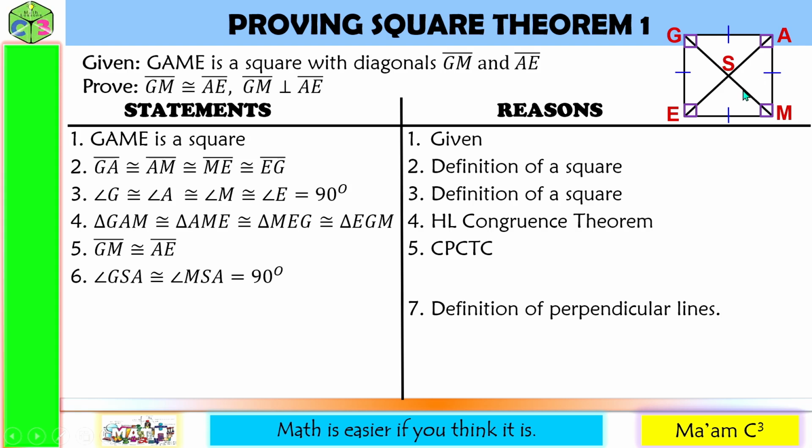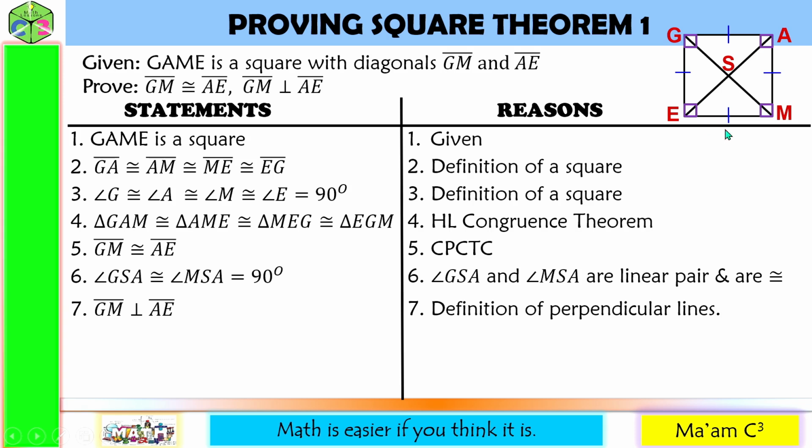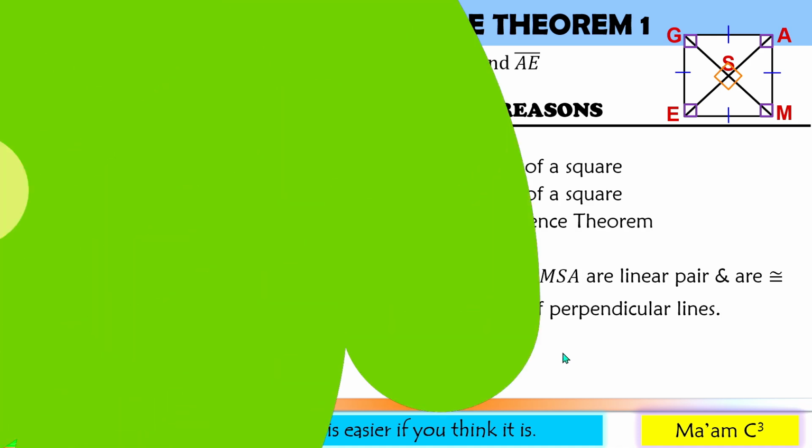So the reason will be angle GSA and angle MSA are a linear pair and are congruent. And to continue, the last reason is the definition of perpendicular lines. We can now say that line segment GM is perpendicular to line segment AE because they form 90 degrees at their intersection. So we were able to prove that the diagonals are congruent and that the diagonals are perpendicular to one another. Let us proceed with square theorem number 2.